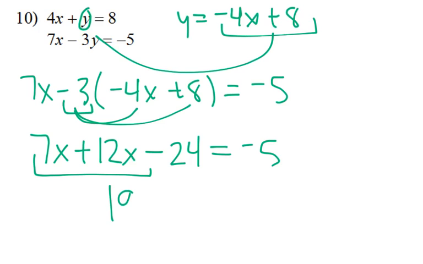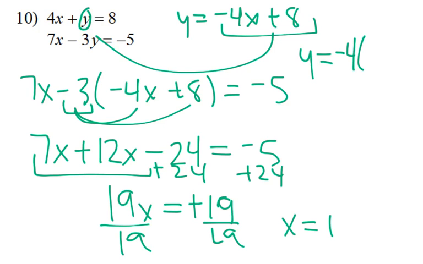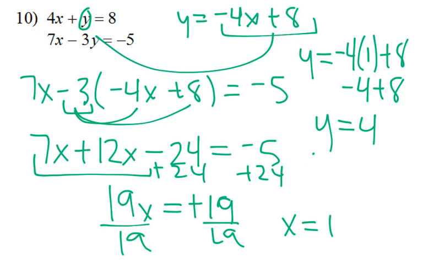7x and 12x is 19x. Add 24. We get negative 9, positive 19, right? Divide by 19. x equals 1. We can plug in now the number for x, and we get positive 4 equals y. So 1, 4 is where they intersect.